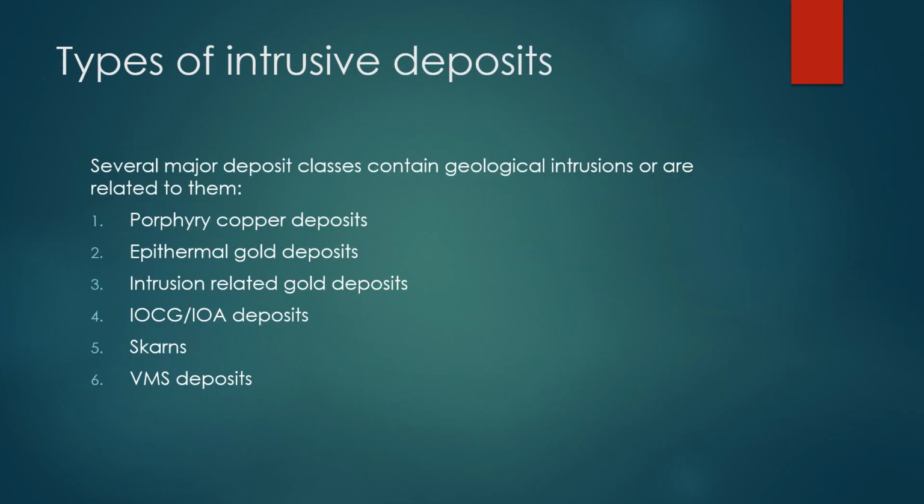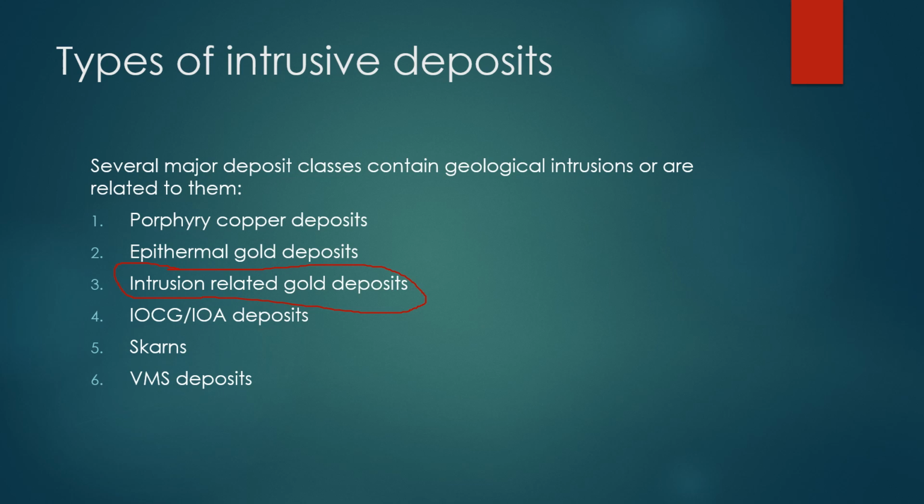And geological intrusions are very important in several major deposit classes or deposit models worldwide. I've listed some of them here. The main one we're going to be talking about is the intrusion related gold deposit model. However, these other deposit models that I've listed here are all in some way related to geological intrusions. The most important on this list is probably the porphyry copper deposit, since that supplies around 80% of the world's copper supply and is related to subduction.